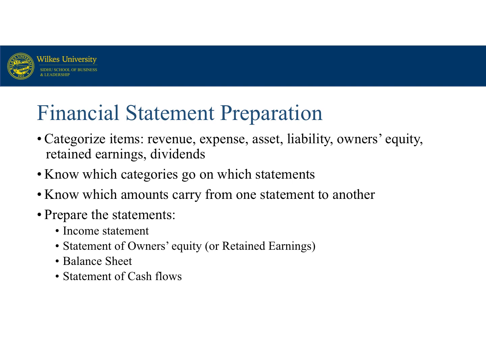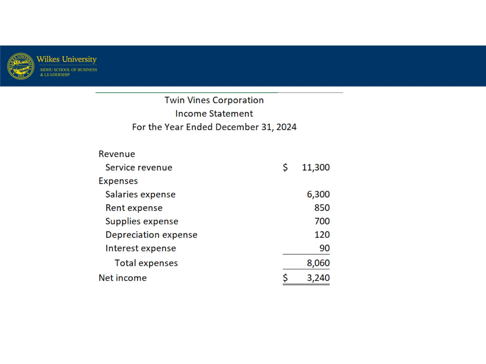The ending balance of retained earnings is carried to the balance sheet, and the cash balance on the balance sheet is carried to the statement of cash flows. So it's very important to know which categories go on which statement. Each statement is important. The income statement is usually prepared first.